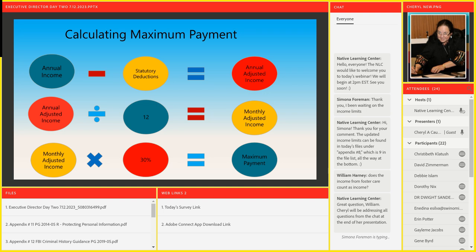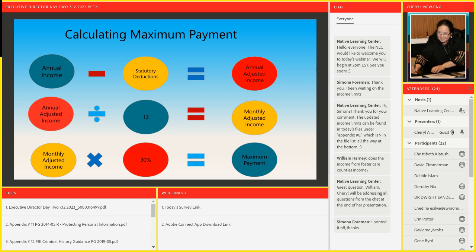So now you've got all those deductions into play. So how do you calculate that maximum payment? You take their annual income, you subtract those statutory deductions that we just talked about. That gives you what they call an annual adjusted income. That annual adjusted income is then divided by the 12 months of the year, and that's their monthly adjusted income. You take that monthly adjusted income and you multiply that times 30%, okay? That is the maximum payment that you can charge them.